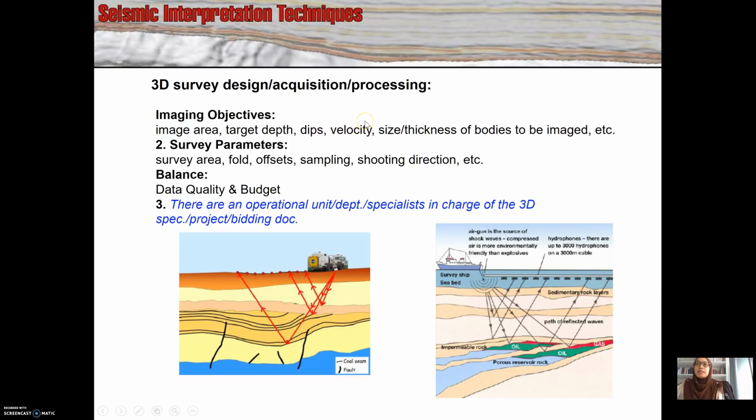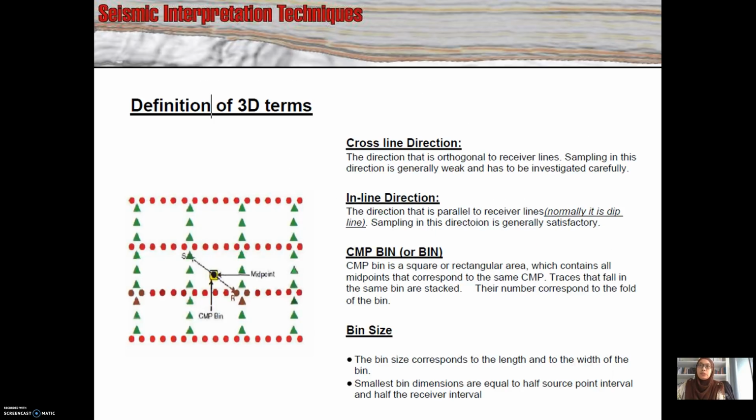So the difference is in the target. The image area is going to be better, the depth is going to be improved, and the measurements of depth, velocity, thickness and so on are going to be improved in 3D data. There is also an operational unit or department specialized in charge of 3D acquisition. It's very interesting. You're going to work on the ship or on the vibrators if you are working on survey design. So the definition of 3D terms is usually for processing, but as a seismic interpreter you need to know these terms.